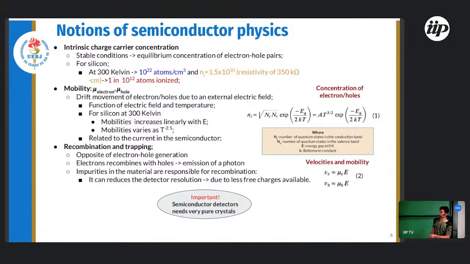For example, if you take silicon at 300 Kelvin, we have more or less 10 to 22 atoms per cc. And if we calculate the n_i, we get this value that is equivalent to a very high resistivity of the material. And this means that out of 10 to 12 atoms, we have one atom ionized, which is very low, but this is what we have in this kind of materials. That's why we need to do something that I am going to talk about in the next slide.